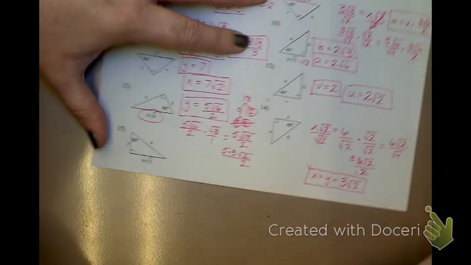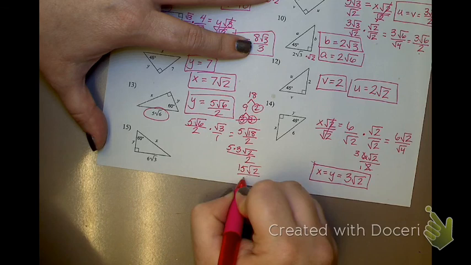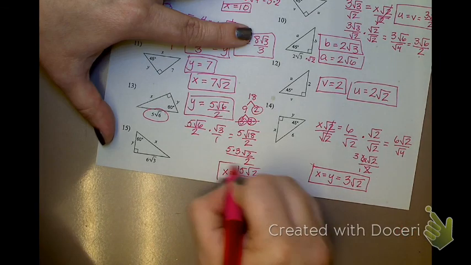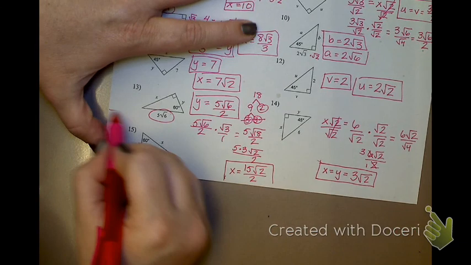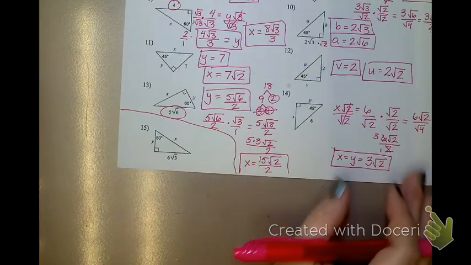So that gives me 5 times 3 is 15 radical 2 over 2. And that is what? My long leg? That's my x value. So that problem's crowding out the number 15, isn't it? Thankfully, number 15 is an easy one.